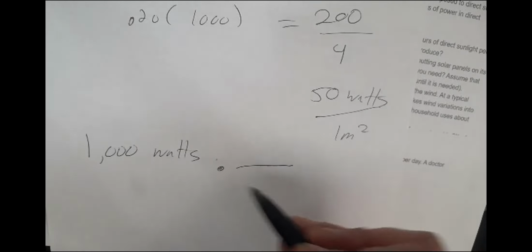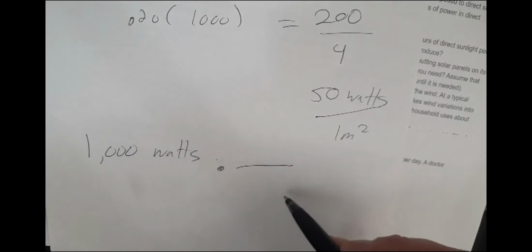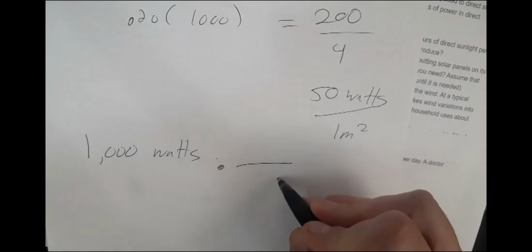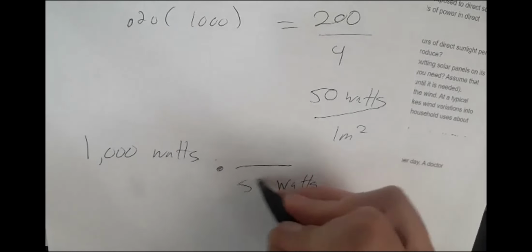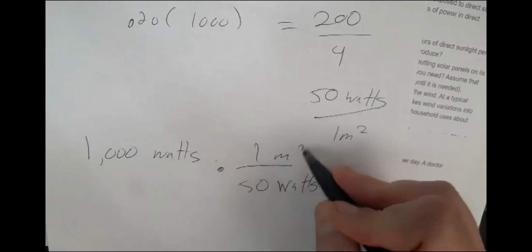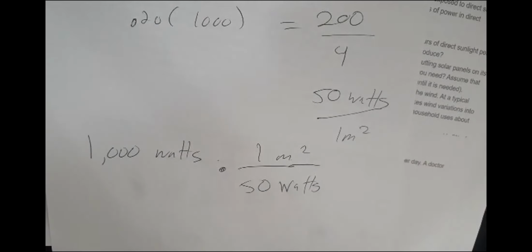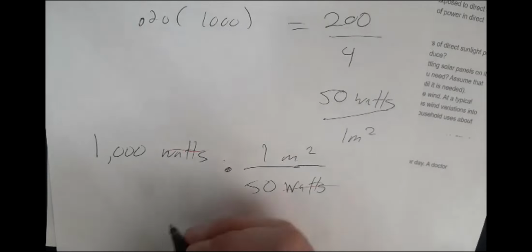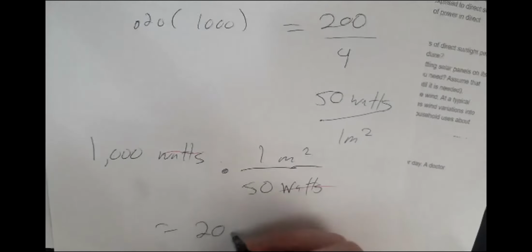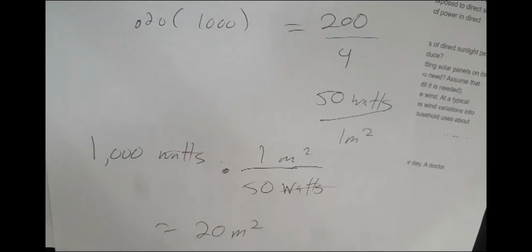What should I write over here? If watts is on top, where should I put watts over here? Bottom. Yeah. So this should be the 50 watts per meter squared. And if we set it up like this, we should end up with something in meters squared. So this should give us our solution. 1,000 divided by 50 should give us, am I doing that right? Should give something that's 20. So we should need 20 meters squared.